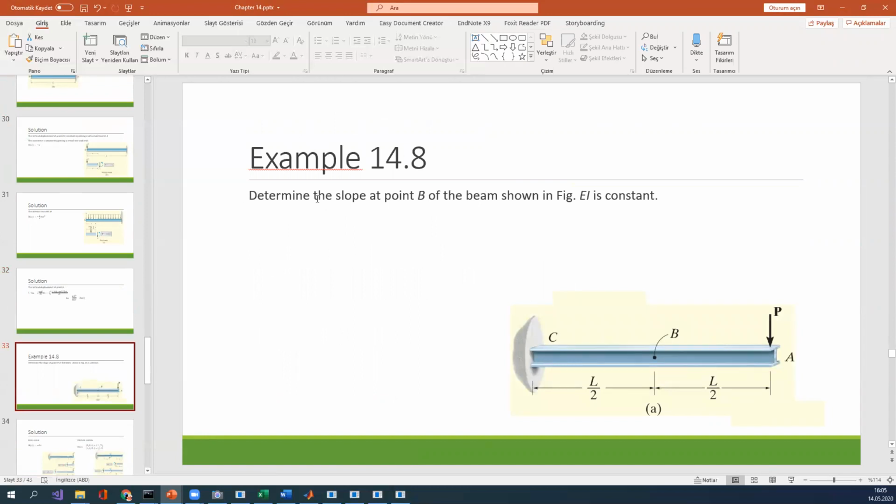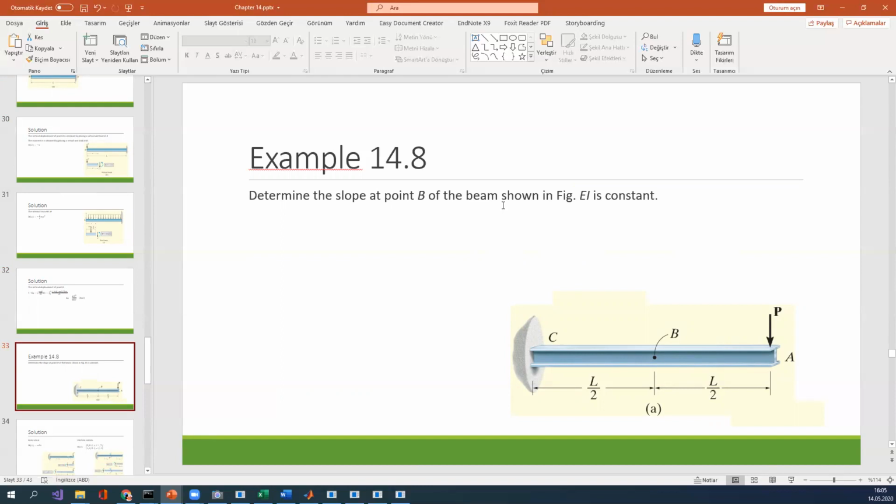Now determine the slope of the beam at point B, where EI is constant. Okay. Also, there are no numerical values given. Again, we have a cantilever beam. Okay. We have two types of loading in here. First of all, I want to start with the real loading. Okay.